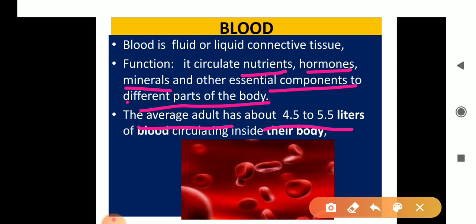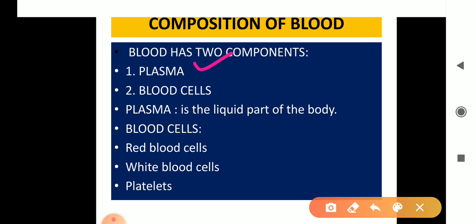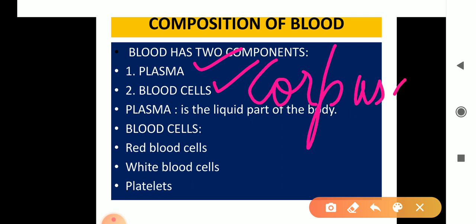Okay, now next, composition of the blood. We can see blood is made up of two main components. The first is called plasma, and the second is called blood cells. Blood cells are also called blood corpuscles. Is it okay?